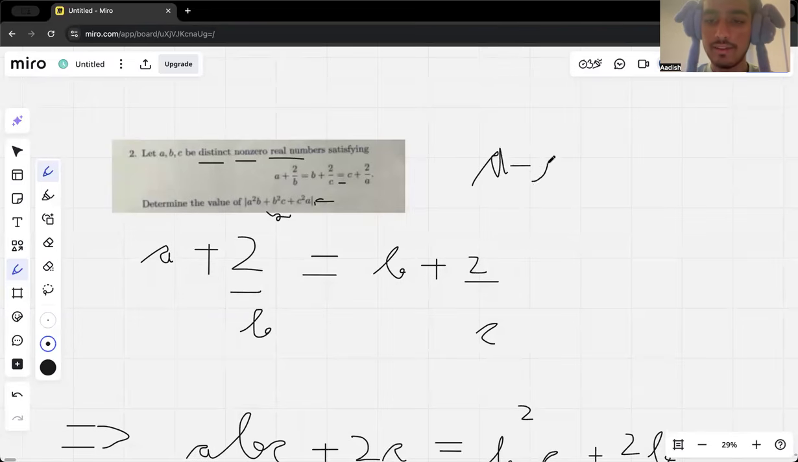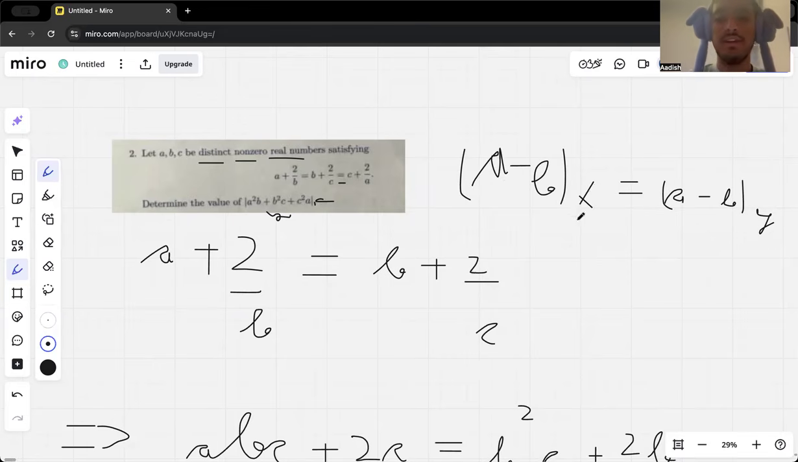Suppose you end up with, at some point, a minus b times x equal a minus b times y. So you want to cancel a minus b and say x equal y. But if a was equal to b, you can't cancel 0 on both sides. You can't divide by 0. So this is the only way you should think of whenever you see distinct, and the distinct is actually important here. So you want to create factors of a minus b, b minus c, and c minus a, and then you want to eventually be able to cancel them.